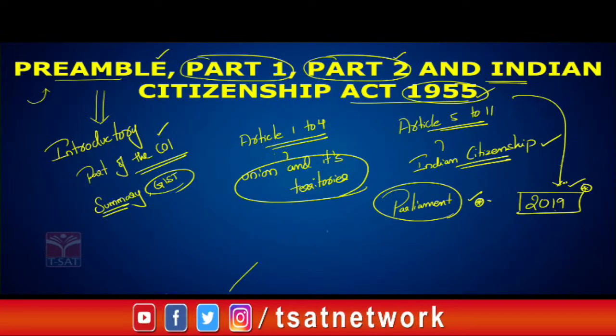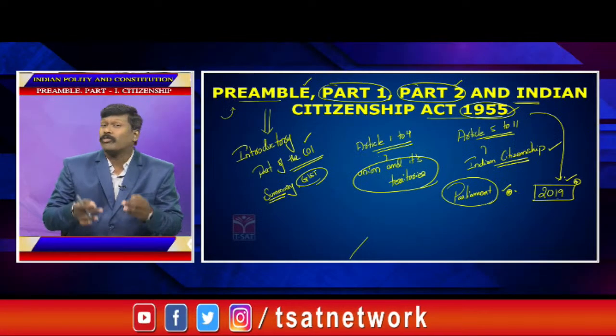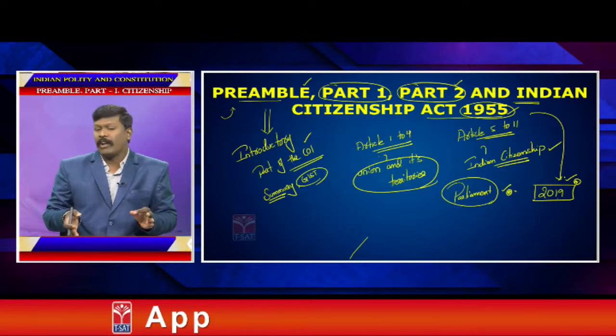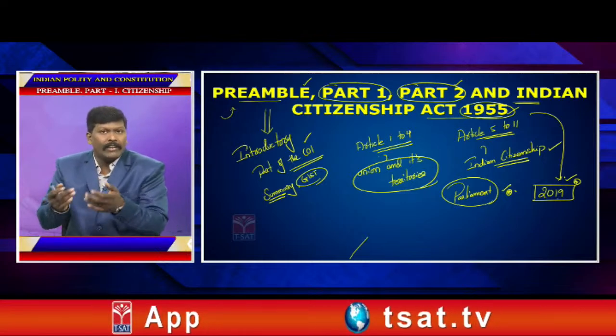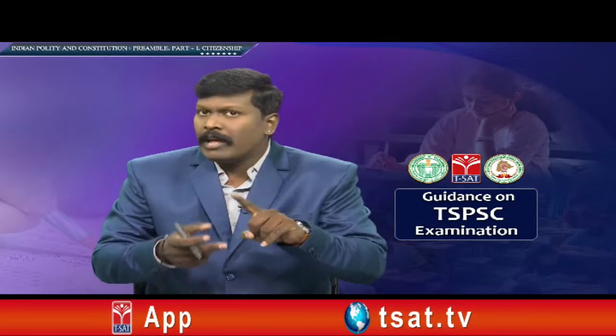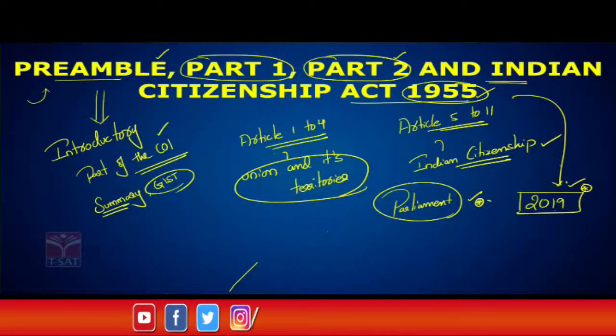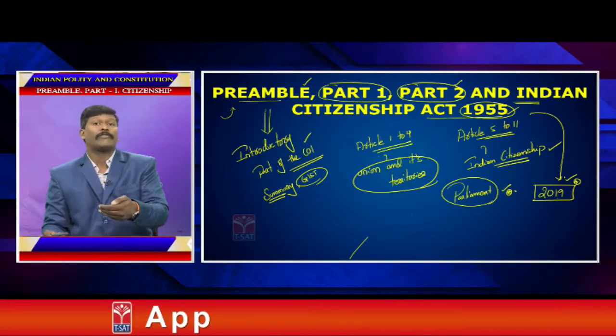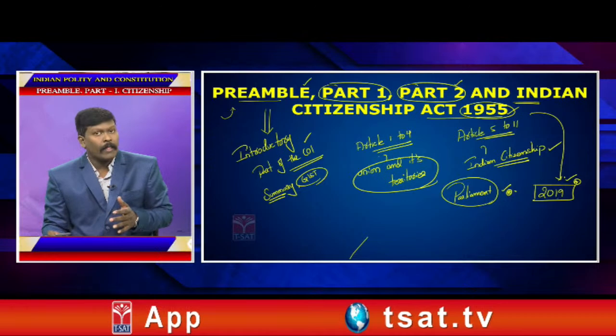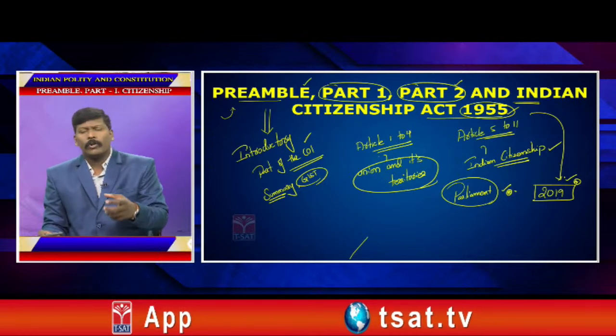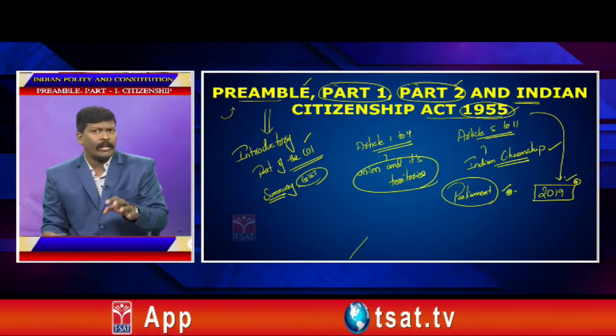In this class, friends, we will look into those important objective type questions related to Indian citizenship. 1. Regarding the preamble. 2. Regarding the Union and its territories. And 3. Regarding Indian citizenship. We will be covering these 3 topics and expected questions for your Group 1 prelims. Now, let me continue to the first question without wasting time.